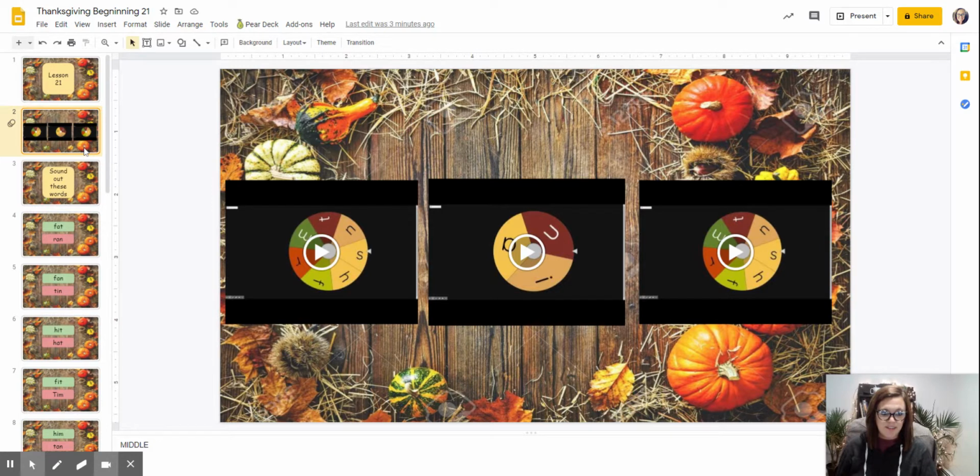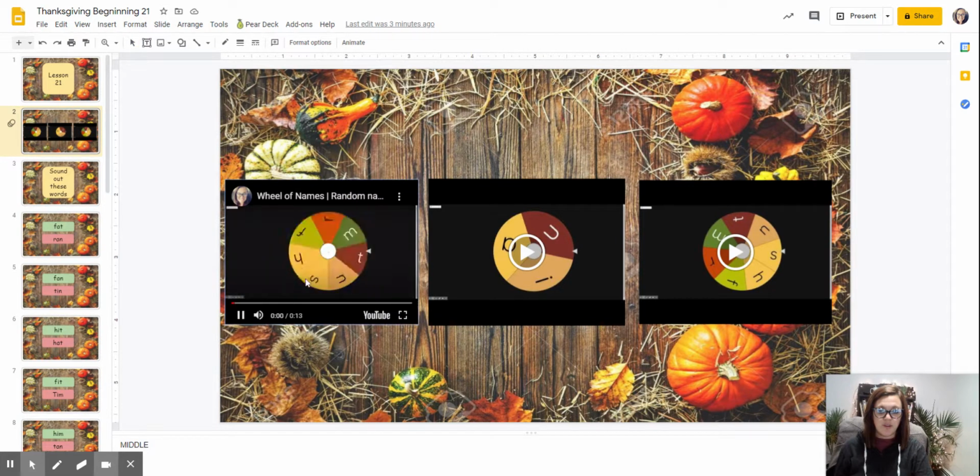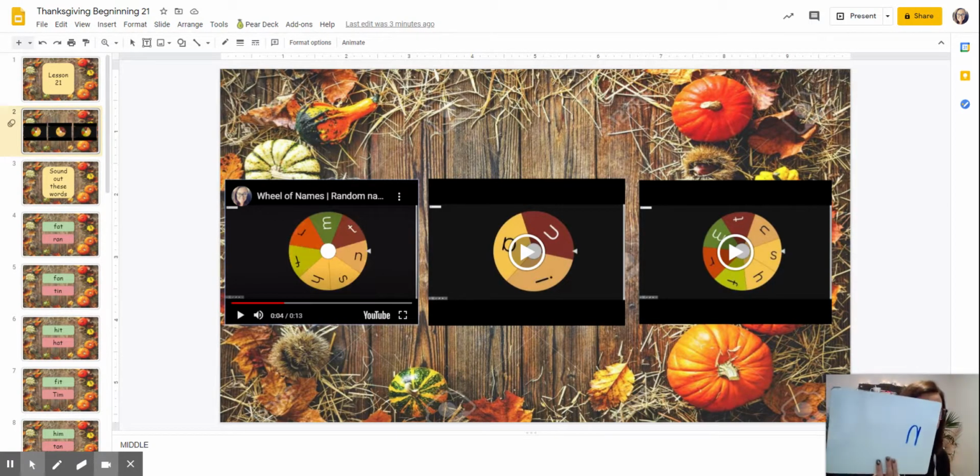And the first activity is our spinner game. There are 3 different spinners, so they're going to spin each one. The first one is for the beginning sound. They hit the pause button whenever they want the spinner to stop. So it looks like we got an N for the first one. On a piece of paper or their whiteboard, they are to write an N first, and you can remind them what N says.